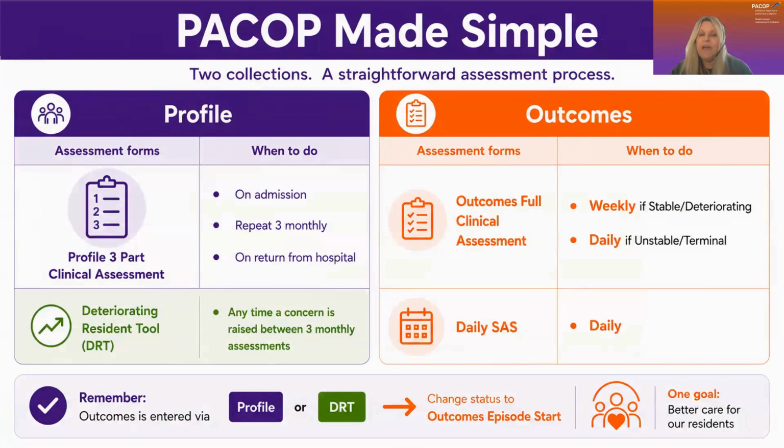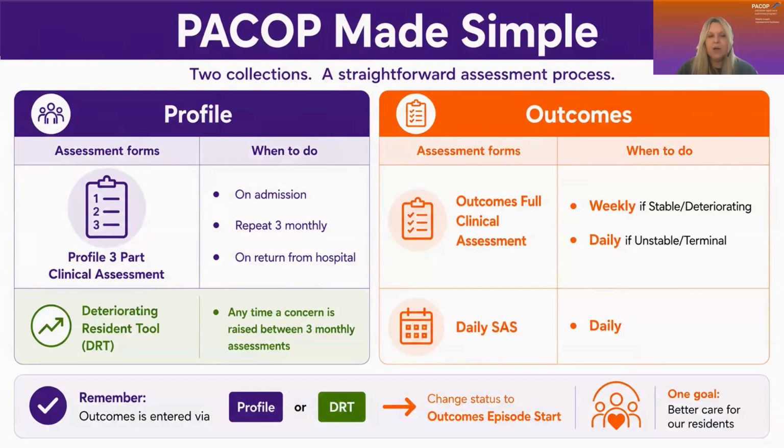So just a recap of the process and where the Deteriorating Resident Tool sits in terms of PACOP. We have the two collections, as you will know. We have the profile collection, which is the purple one on the right. That's made up essentially of two forms. The profile 3-part clinical assessment form is completed on admission when people come into residential aged care, as part of the admission paperwork. Ideally, it gets repeated every 3 months and also on return from hospital.